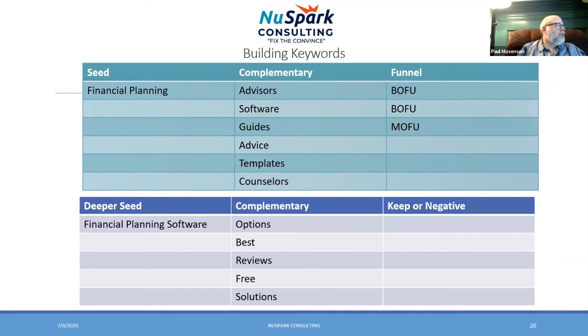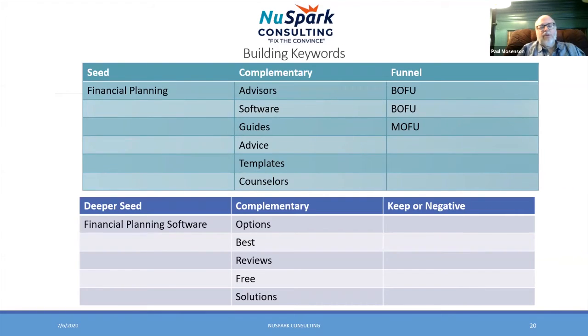So here's another example. You can go to a deeper seed, right? Financial planning software. Now you're getting into what we call long tail keywords, or people who might be searching. Everybody depends on how they want to perceive their own campaign, but if you sell financial planning software, here are some complementary keywords. Options, you can certainly keep that. Best, people search for that a lot. I don't know about reviews. Some people do that. Do you want to be there when somebody searches for reviews? Maybe not. Maybe that's a negative.